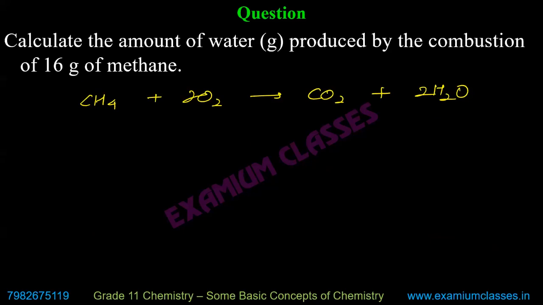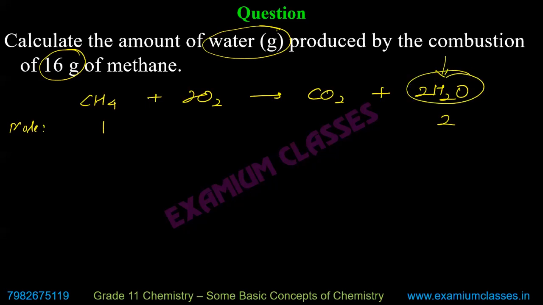if you have 1 mole of CH4. So what is the molar ratio? 1 is to 2. Remember, we are talking about only water and methane. The question is talking about calculating the amount of water, gaseous form, produced by combustion of 16 gram of methane. It means you should be interested in the ratio of these two. And what is the molar ratio of these two? 1 is to 2. If you have 1 mole of CH4, why 1 mole? Because there is 1 here, which is not written. Then you get 2 moles of water.